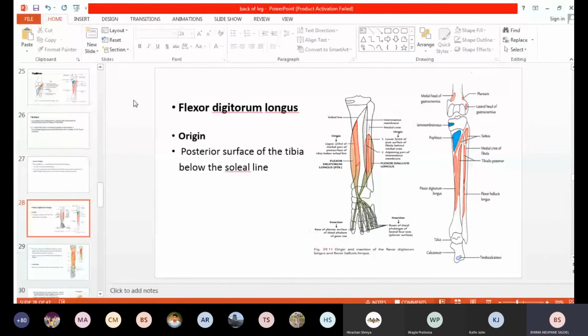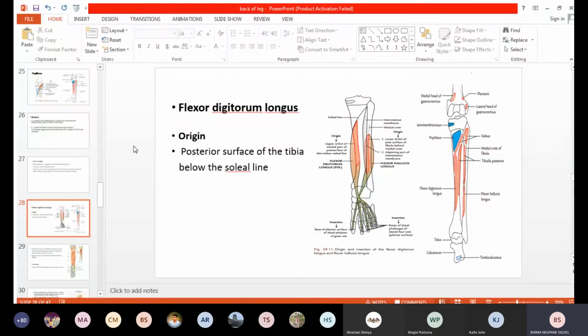Okay, now flexor digitorum longus. By name, you can see it is on the medial side of the tibia. It arises from the posterior surface of the tibia just below the soleal line, because above the soleal line was the popliteus. Now below the soleal line is the flexor digitorum longus.